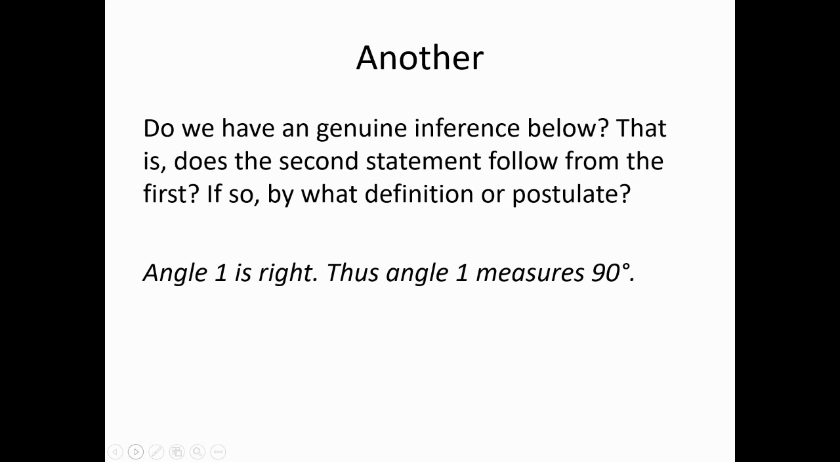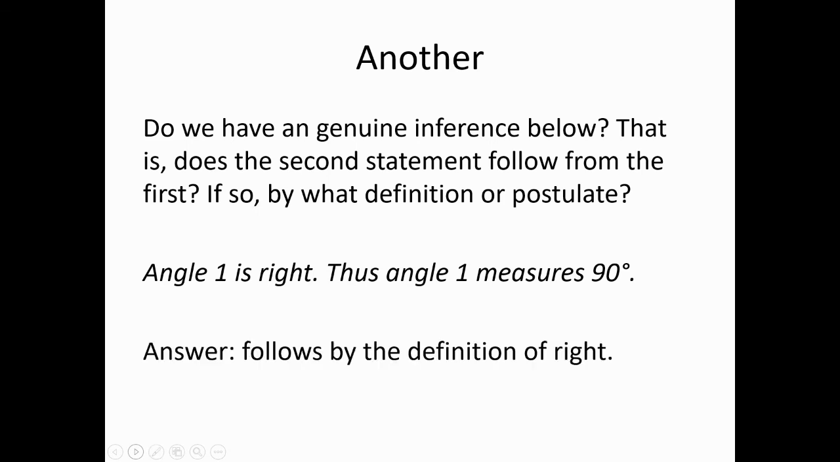Angle 1 measures 90 degrees. That really follows from angle 1 is right. Now, by what does it follow? What definition or postulate tells us that if an angle is right, it measures 90 degrees? Well, of course, that's simply the definition of right angle. That tells us that right angles measure 90 degrees.